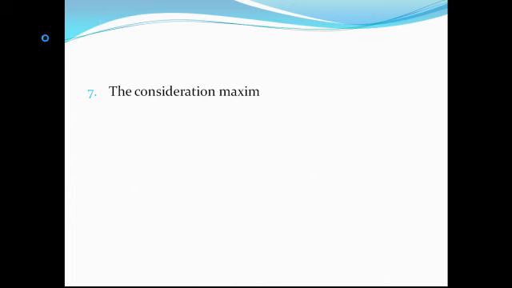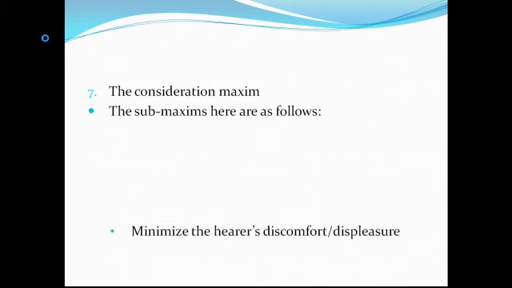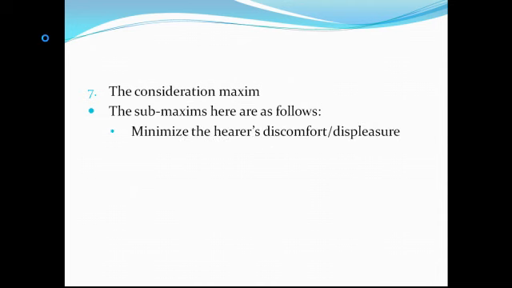The seventh maxim is consideration maxim. The sub-maxims here are as follows: minimize the hearer's discomfort or displeasure, maximize the hearer's comfort or pleasure.